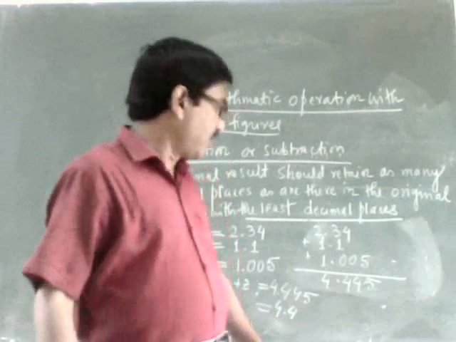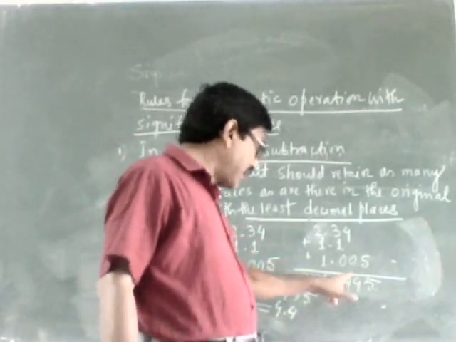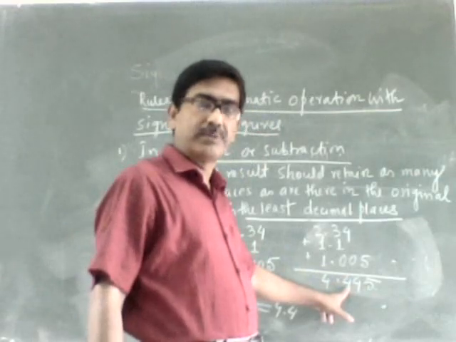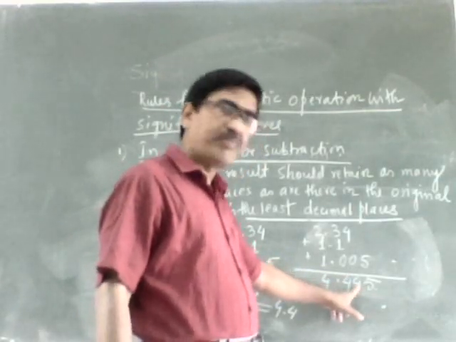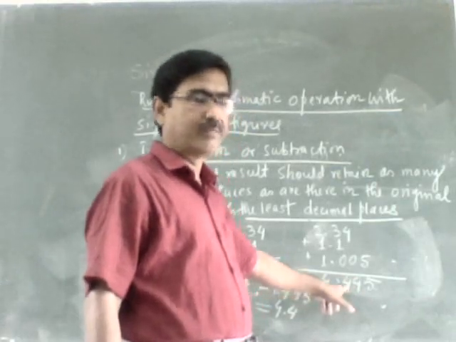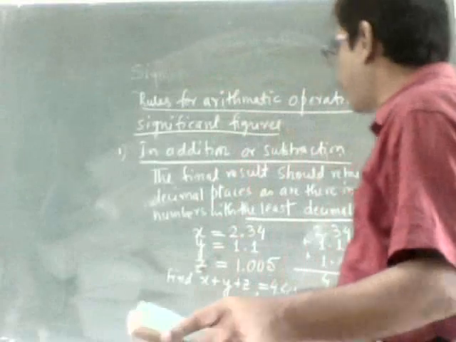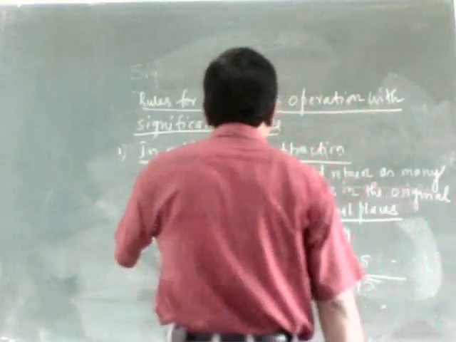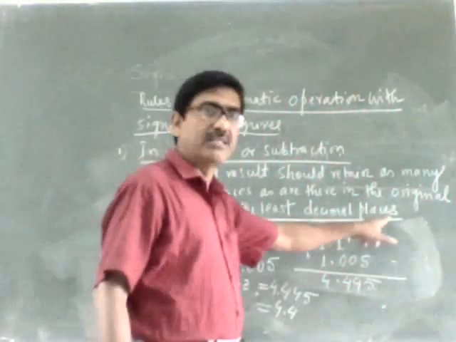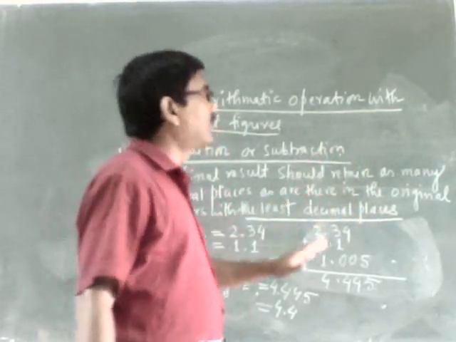Is it clear? But if it is 4.455, then you can add 1 to the previous digit, because if the digit is 5 or more than 5, then you can add 1 to the previous digit. Similarly, for subtraction also you can apply the same thing, you have to see the least decimal places. Is it clear?